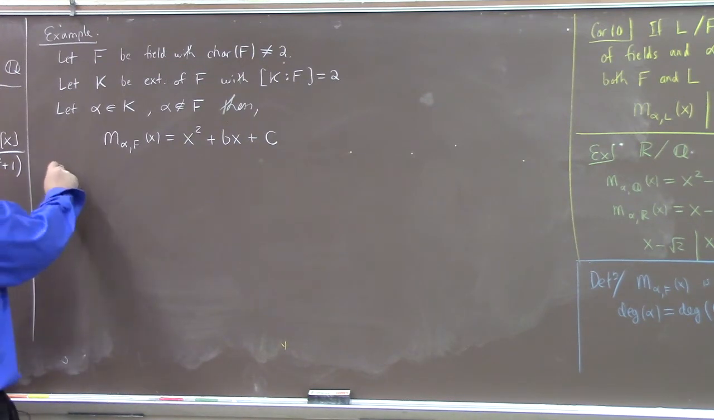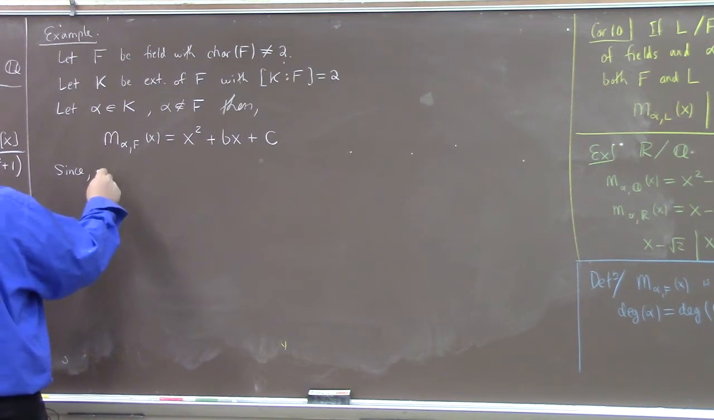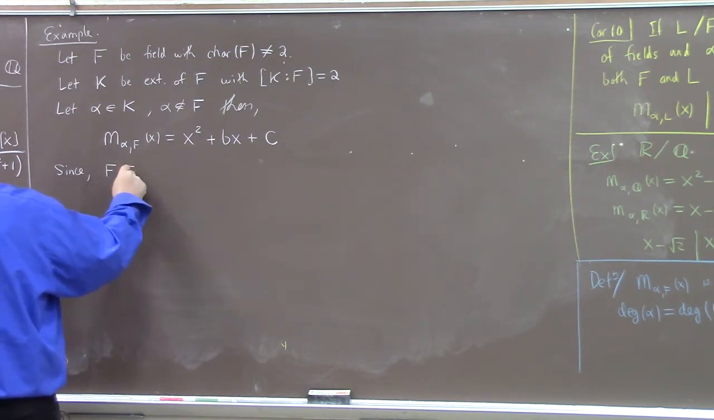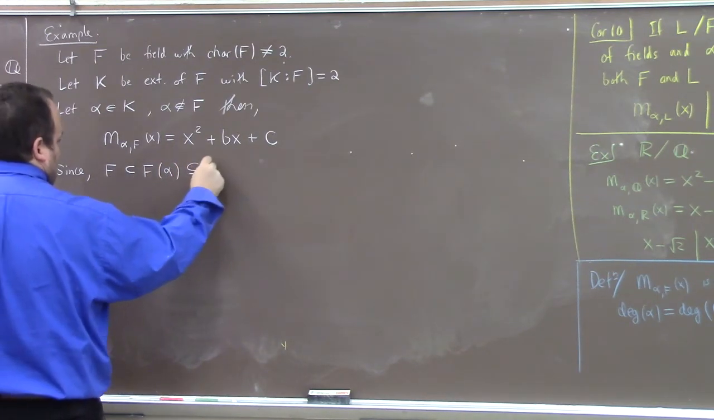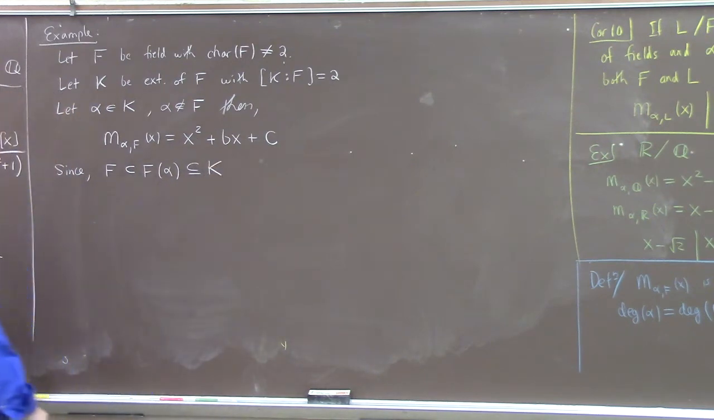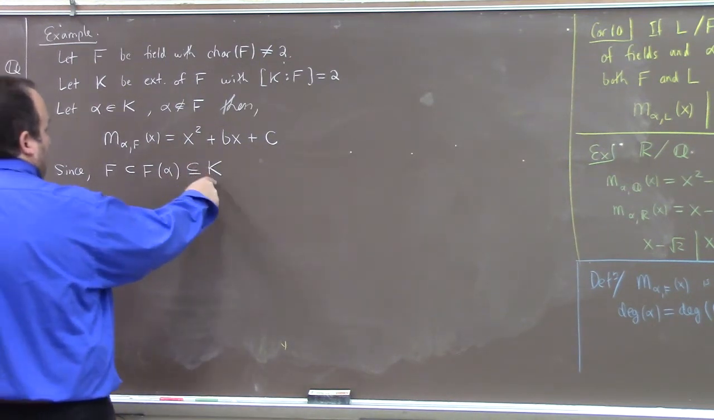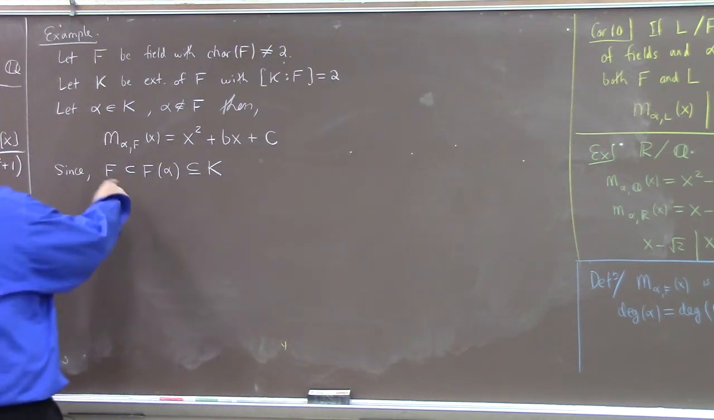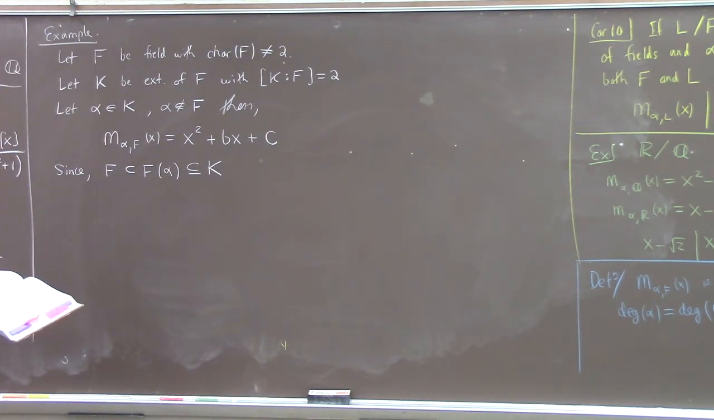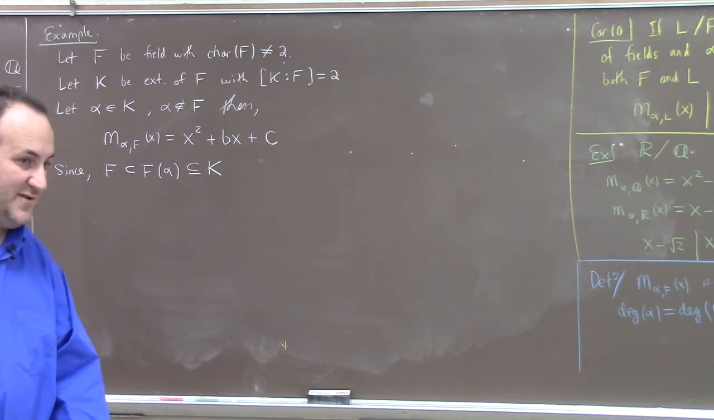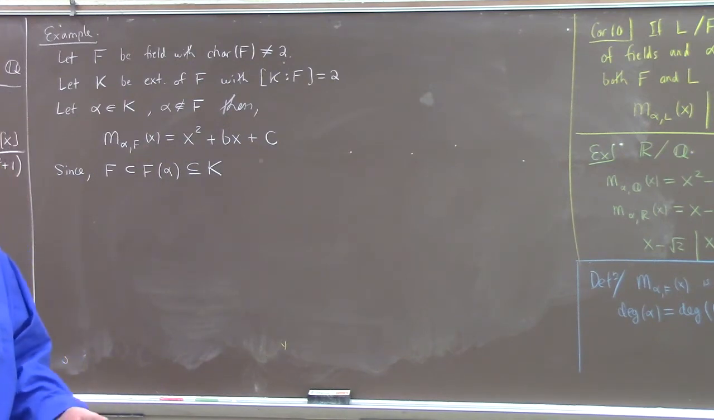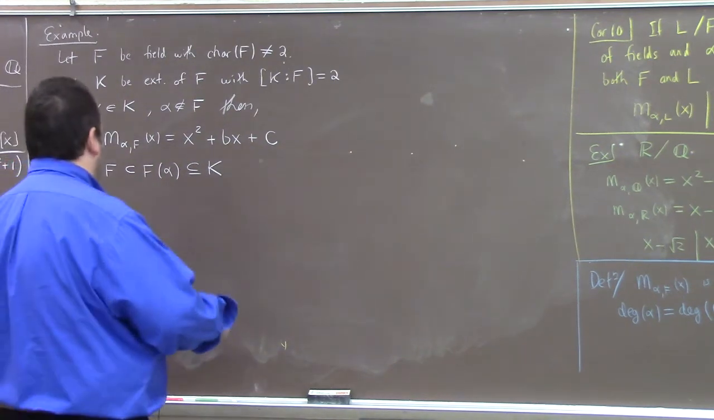More than this, notice that F is a subset of F(alpha), which is a subset possibly equal to K, right? But we already know that the dimension of K over F is 2, and F(alpha) is not equal to F. So you have a two-dimensional vector space, and you've got a subspace which is not one-dimensional. What is your choice? It's either 2 or 0, but 0 is not allowed.